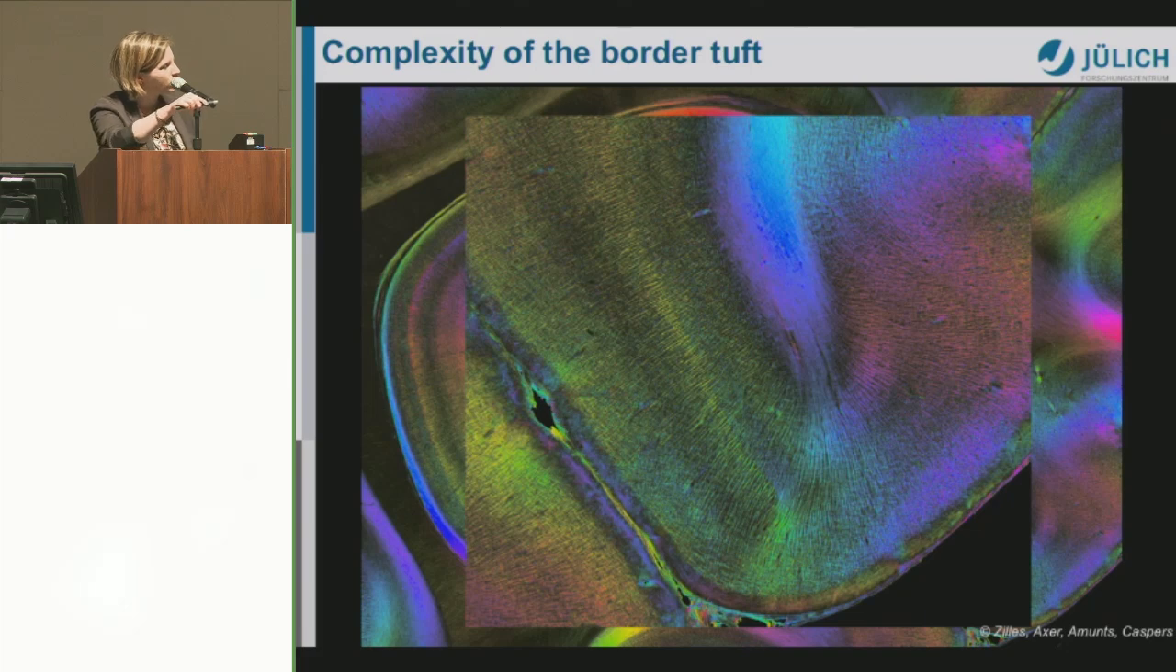So we do have a high complexity, and if you look even closer, you see a lot of very small fiber bundles running from this border tuft region into the neighboring areas of V2 and V1. So maybe a long-range connection at one particular location, and then the local connections via horizontal fibers. Thank you very much.